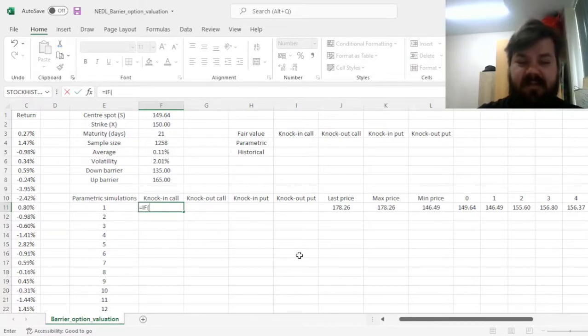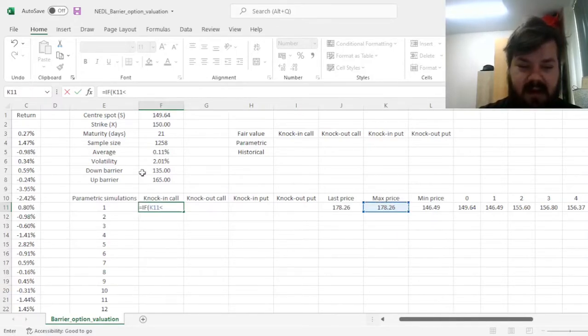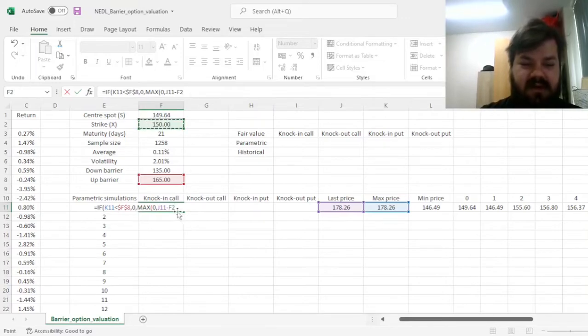We need to check whether the underlying price at some point during the option's lifetime broke through the up barrier of 165. So if our maximum price is below the up barrier, which is 165, then the option remains inactive, meaning that its gross payoff is zero. However, if it has become active, then the conventional long call logic applies. The maximum of zero and the difference between the last price, again, we exercise it at the end, so last price it is, not the max price, minus the strike, which is over here.